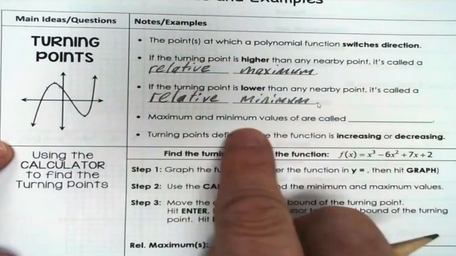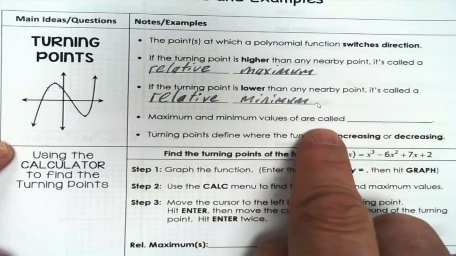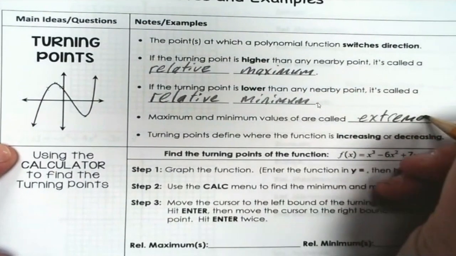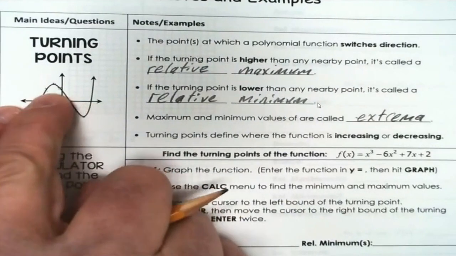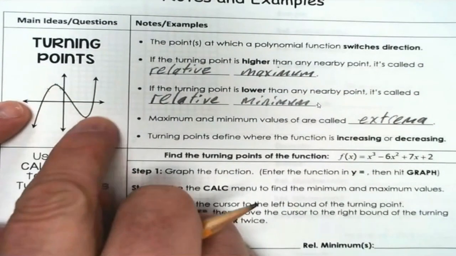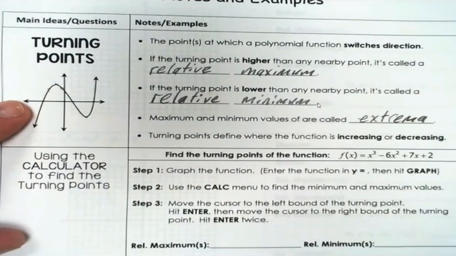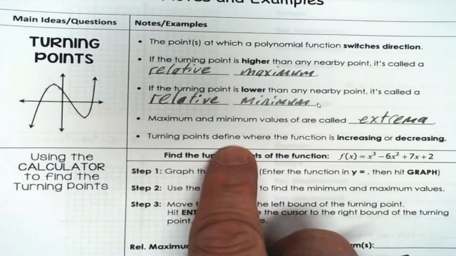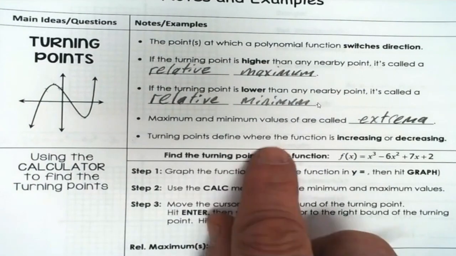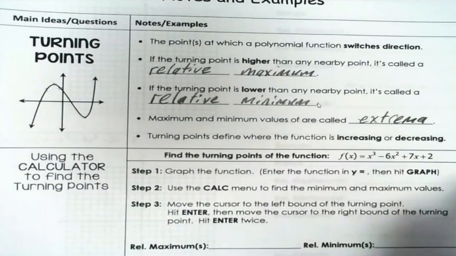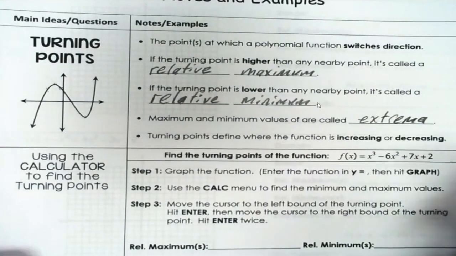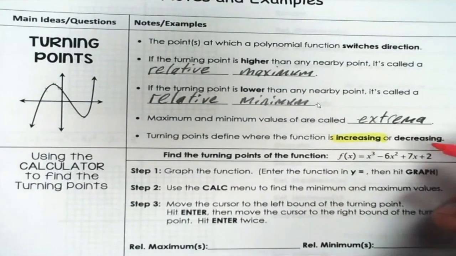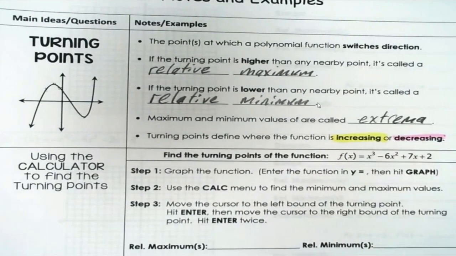So maximum and minimum values are called extrema. This is the extreme maximum value in this area. This is the extreme minimum value. We call it extrema. So turning points define, okay, a lot of people have trouble with this, the turning point defines where the function is increasing and decreasing. We're going to be using those terms too. When is the function increasing and when is the function decreasing? And that just defines the points.